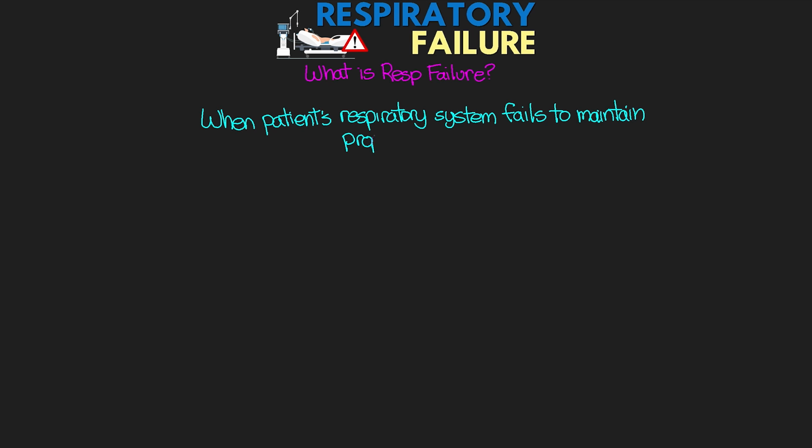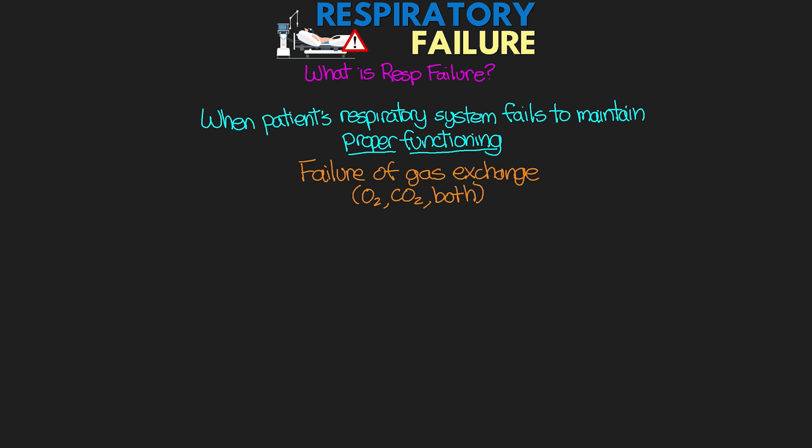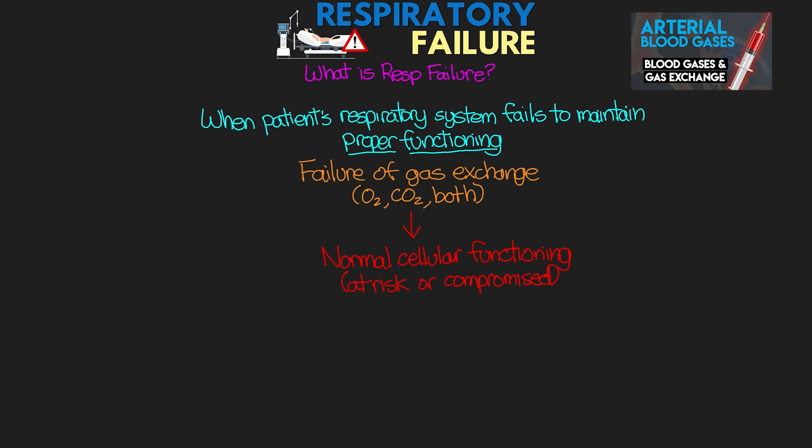Well, essentially, as its name suggests, this is when our patient's respiratory system is failing to maintain its proper functioning. Ultimately, this means a failure of gas exchange, so either oxygen, CO2, or both. We can have abnormalities in gas exchange and respiratory function, but with respiratory failure, we've reached the point where normal cellular function is at risk or compromised. If you do want a review of the respiratory system and gas exchange, I'm going to link to that lesson up above, where I've previously covered all that. But when it comes to classifying our respiratory failure, we can do this in a few different ways.